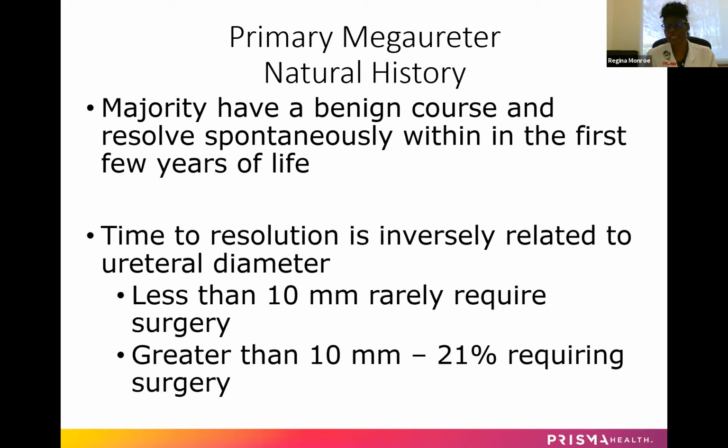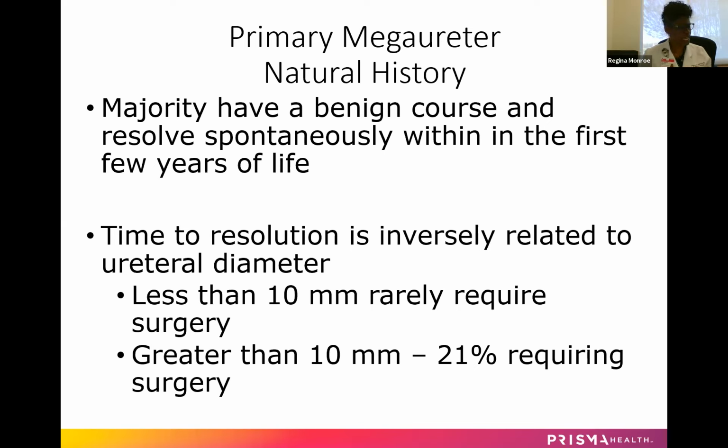The natural history of megaureters is that they typically have a benign course and they resolve spontaneously within the first few years of life. But our job as pediatric urologists and urologists in general is trying to figure out which of these children will go on and require intervention. And we'll get into that as we move further along here.